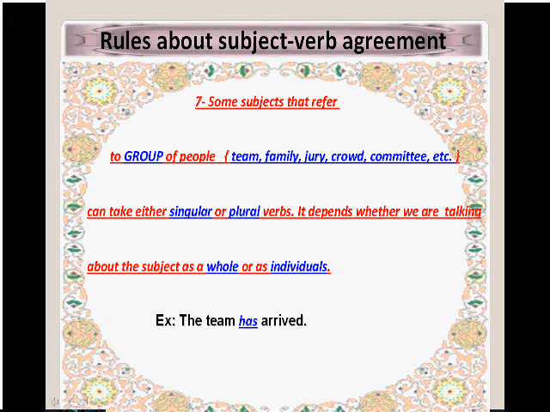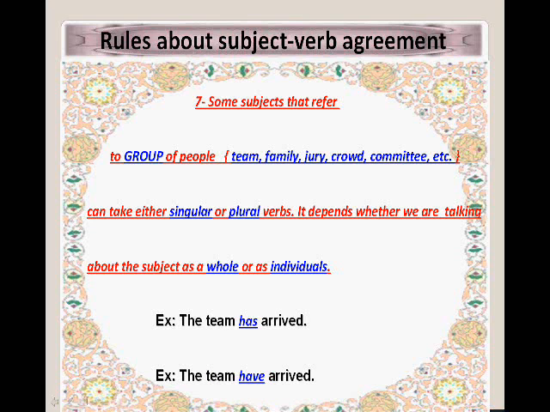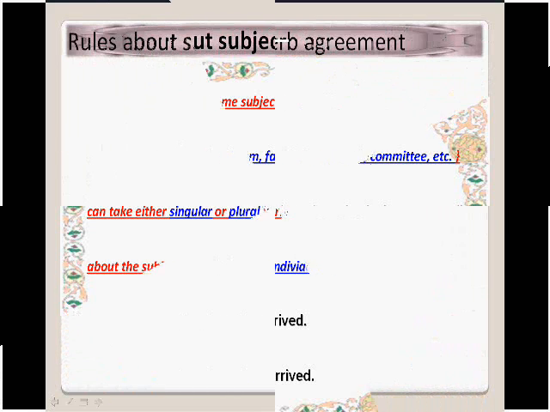So, if I say the team has arrived, then here I'm talking about the team as a whole, so the verb is going to be singular. But I can say the team have arrived if I am talking about the team as individuals, meaning the players. So in the first example, if I'm talking about the subject as a whole, then I will use a singular verb. And if I'm talking about the subject as individuals, then I will use the verb as plural.